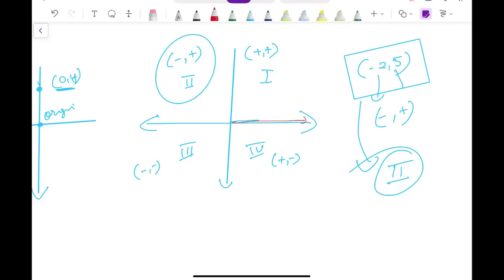This side x is positive, this side y is positive. Remember, below this one y is negative, and this side x is negative. So what do we see here? Positive. We are talking about this one. That means positive, positive, positive, positive.